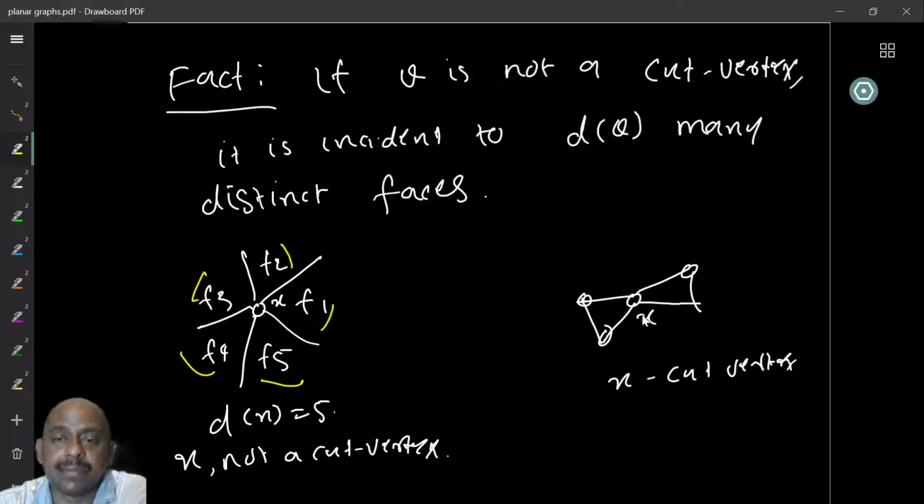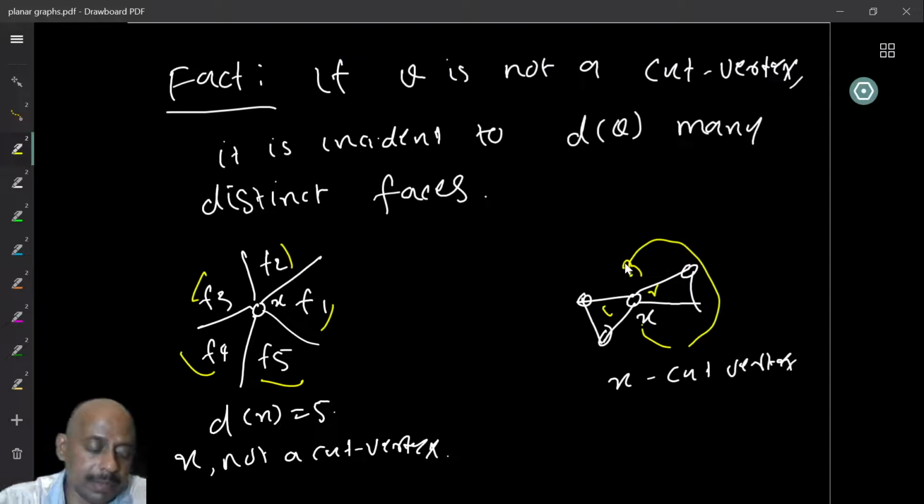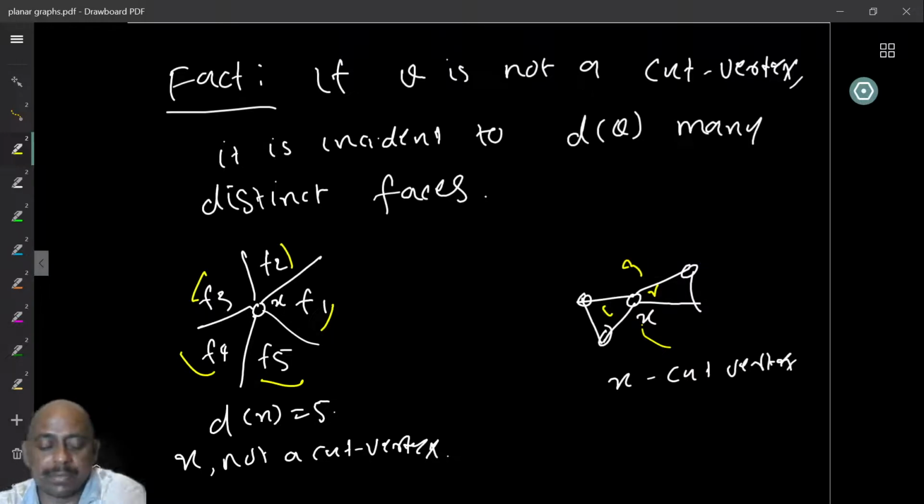On the other hand, if x is a cut vertex, you may not have this property. For example, the degree is here 4, but there are only 1, 2, and 3 faces, because this side and this side are part of the same face. So if a vertex is not a cut vertex, then it has exactly its degree many distinct faces incident to it, so it has exactly that many corners also.